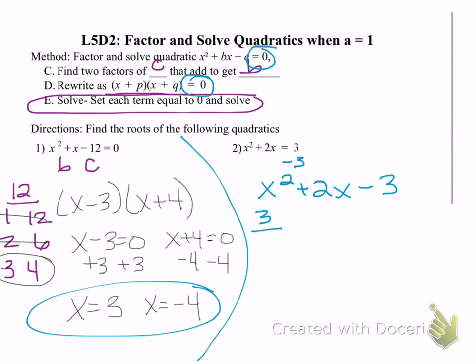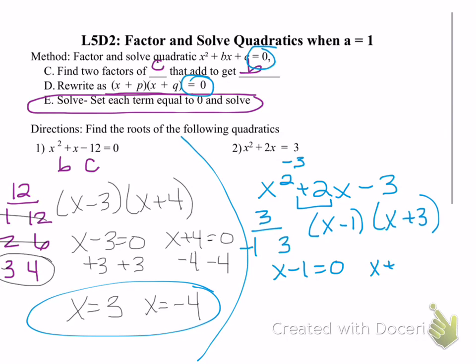Let's find factors of 3. We've got just 1 and 3. Our goal is to get a positive 2. So which one has to be negative, the 1 or the 3? The 1 has to be negative. So I've got x minus 1, x plus 3. My next step is to set both of them equal to 0. So x minus 1 equals 0, x plus 3 equals 0.